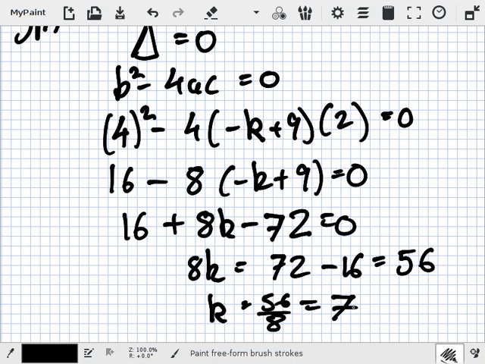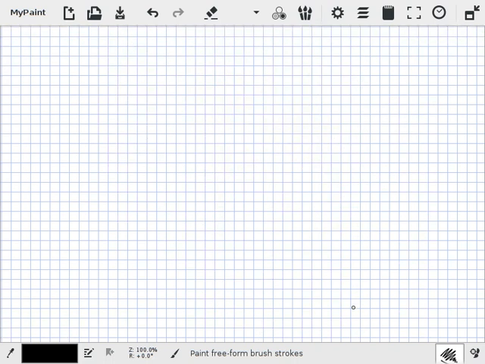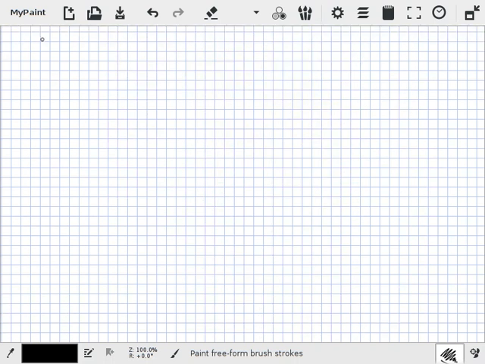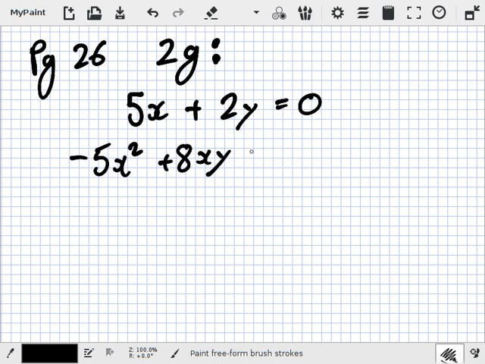Alright, so if we can look at page 26, 2G. Is it because many lines pass through the origin? Well, not just because it passes through the origin. It's kind of like that. So, page 26, 2G. So you have 5x plus 2y equals 0 minus 5x squared plus 8xy plus 4y squared equals 0.